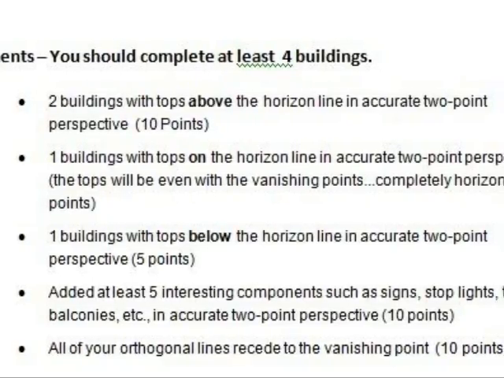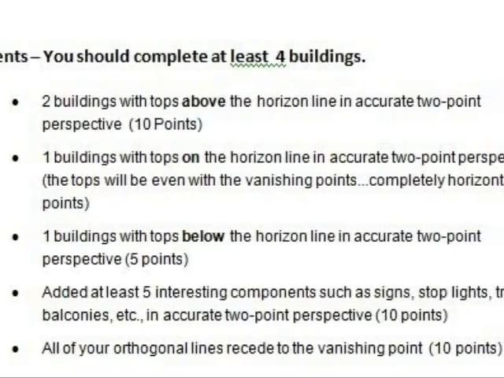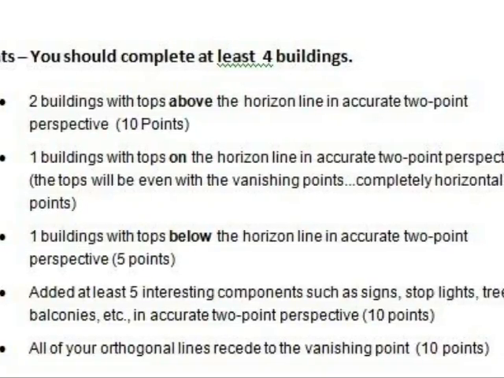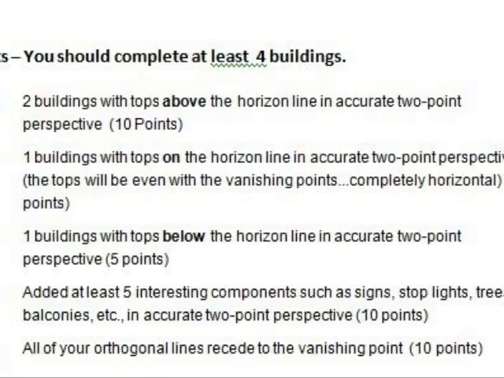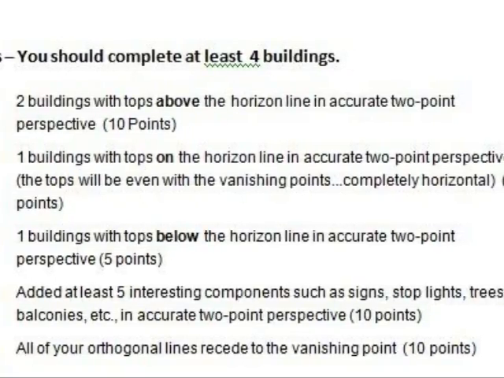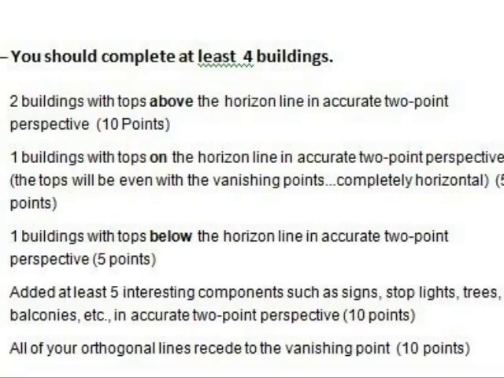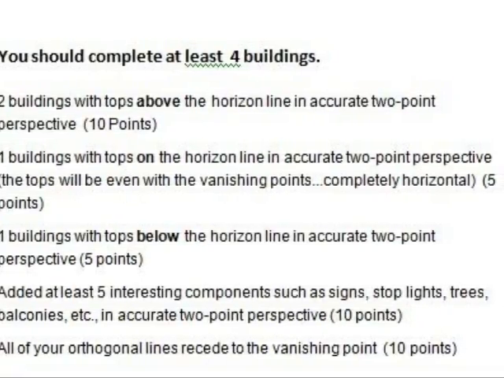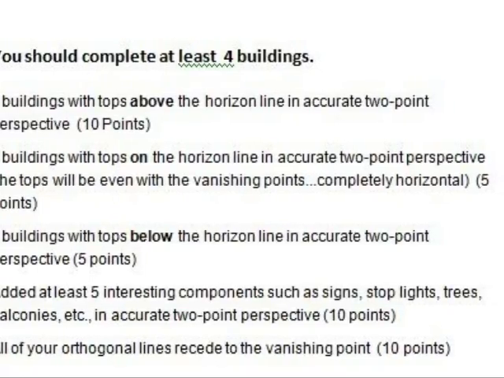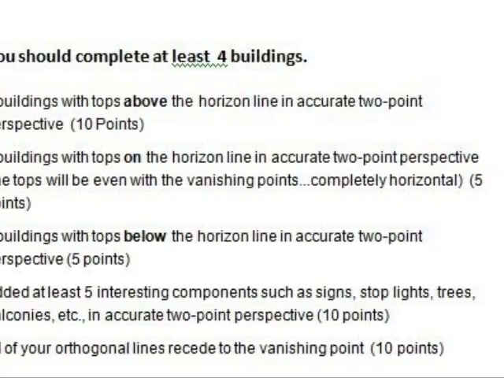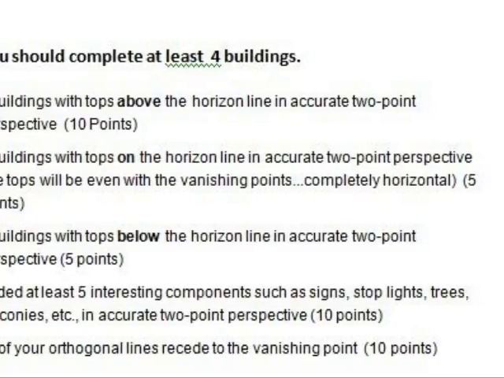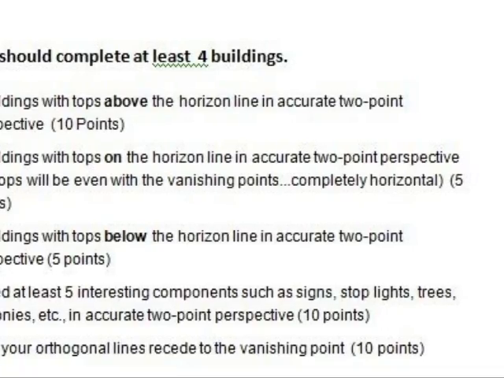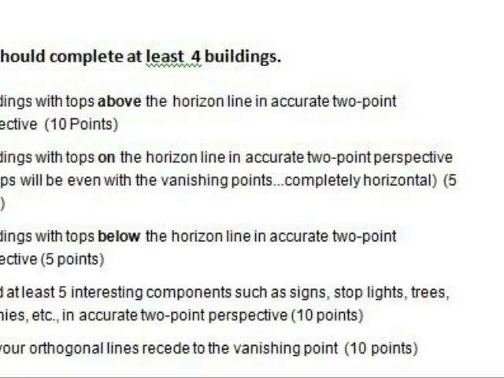Then I want you to add at least 5 interesting components such as signs, street lights, trees, balconies into your drawing. And in this case, I was putting in the floors on one of the buildings, and I put in a kind of an archway. I was starting to put in, I think I was going to put a parking ramp in there, something like that. And then you will receive 10 points for making sure that all the horizontal lines are heading to the vanishing points.